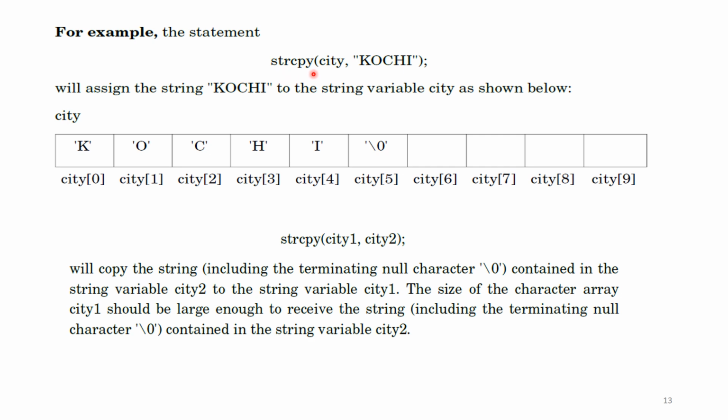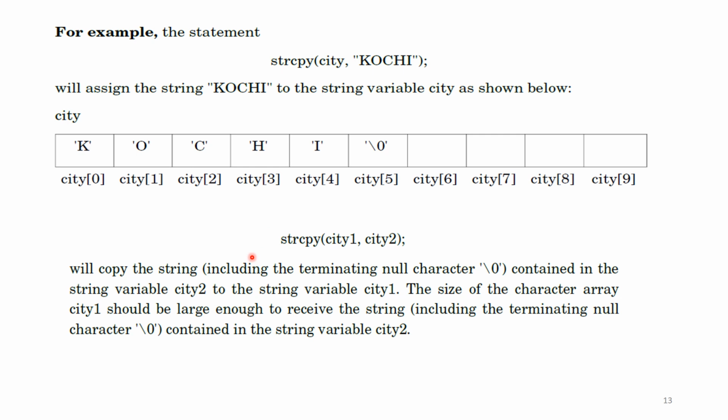Consider this statement, STRCPY within simple parenthesis city comma a string constant Kochi then a semicolon. After the execution of this statement, the destination string variable city will look like this. The string constant Kochi is the source string here, right? This string constant is copied to the string variable city, that is the destination string. The null character will automatically come here.